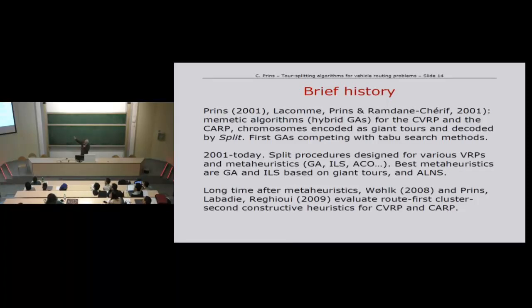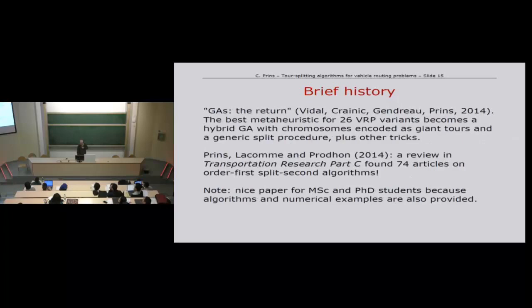So it's funny that the technique was applied first in metaheuristics for the VRP, and only later, with Nassim Al-Abadi and Mohamed Reghioui, we evaluated simple heuristics based on giant tours, because we had never evaluated simple heuristics to see if they are competitive with the existing ones for the CVRP and the CARP. So it came later. And then GA is a return.